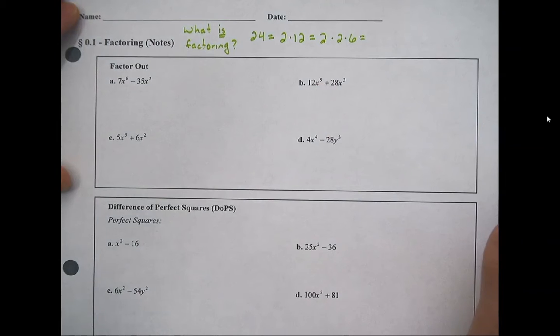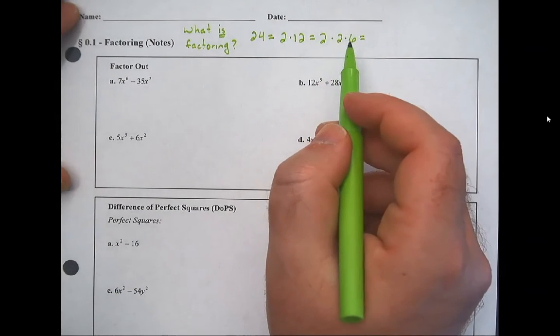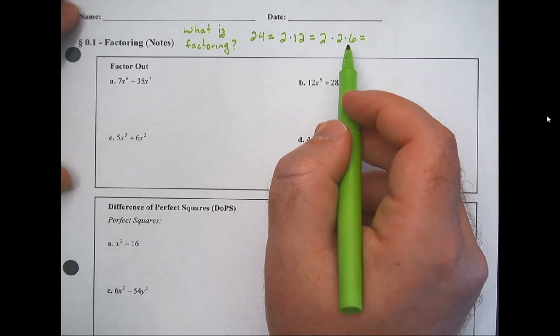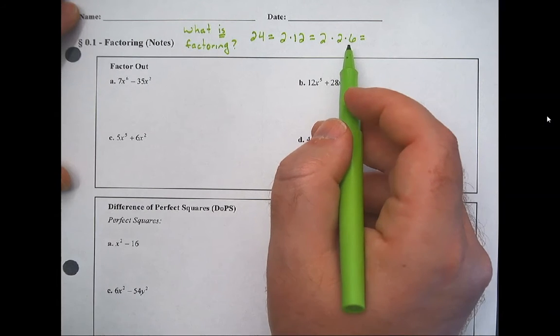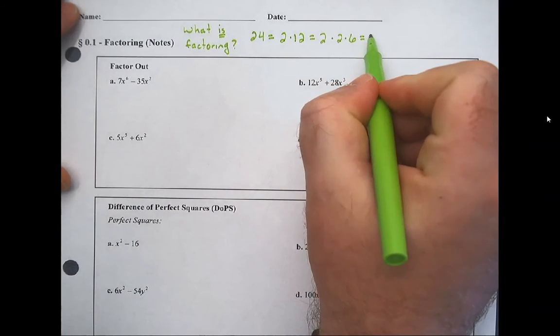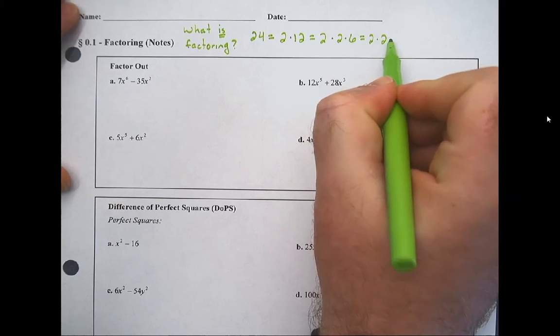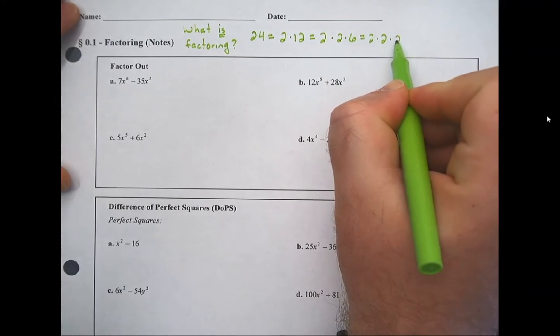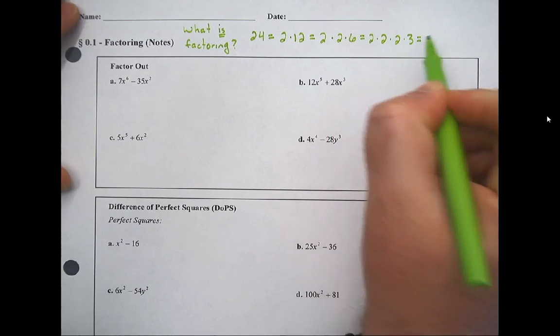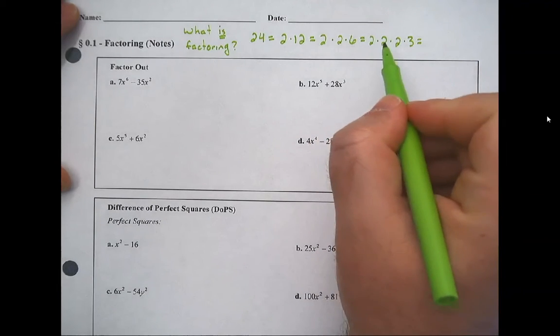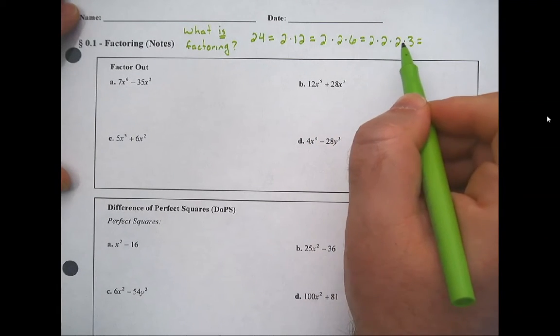And I notice again, I have a term that can be factored even further. So I'm going to break that down again. 2 is prime. 2 is prime. I can't factor them anymore. 6 is factorable into 2 times 3. And now I have what we call the prime factorization of 24.